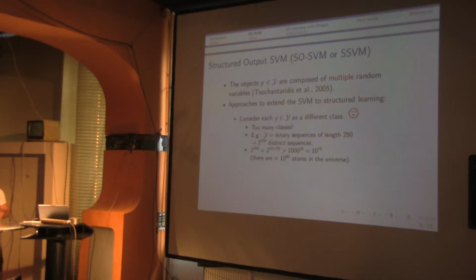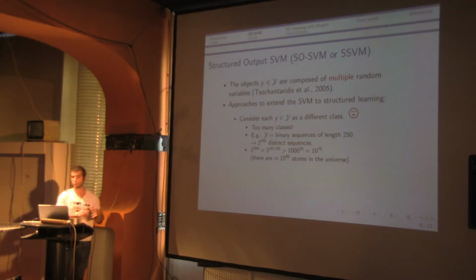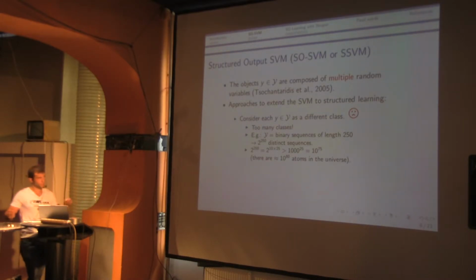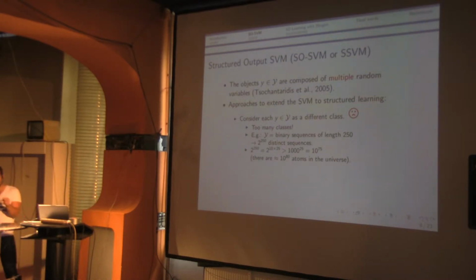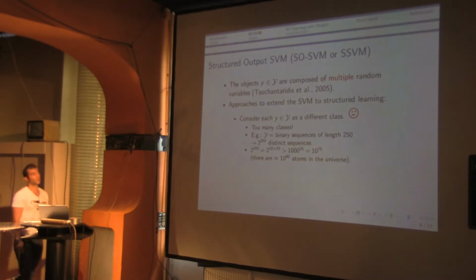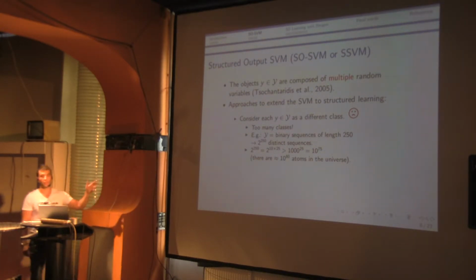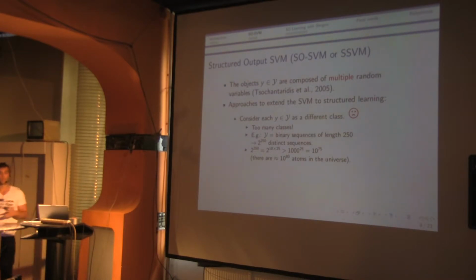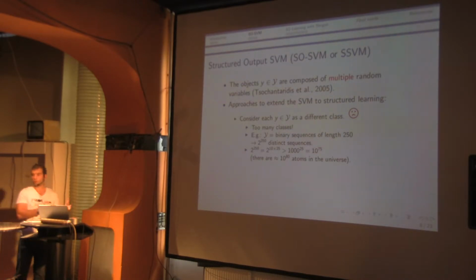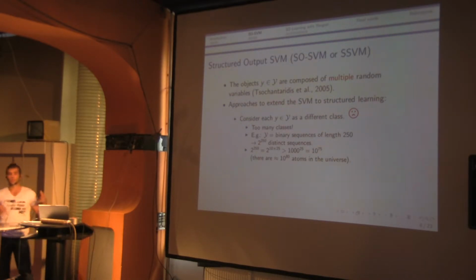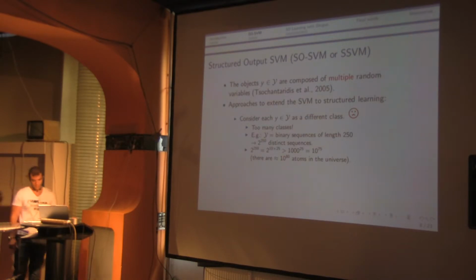Just to get an insight into it, think of a structured output application where your labels are sequences, and each node in the sequence can take one of two values, and they are, say, of length 250. This will give rise to 2 to the power of 250 different classes, which is a number comparable with the number of atoms in the universe. So you cannot aim at applying multi-class classification when you have such a number of classes. So we have to think of alternative approaches.